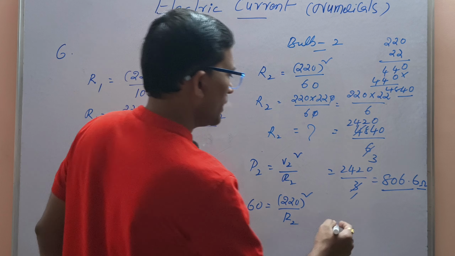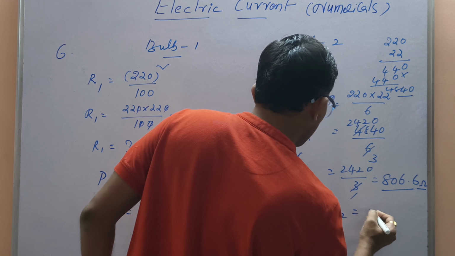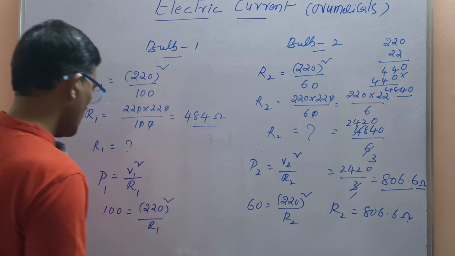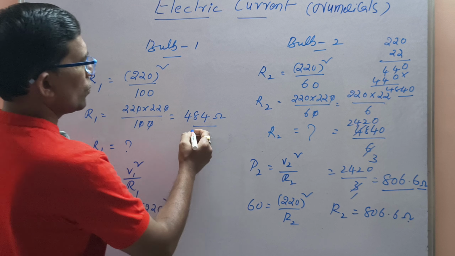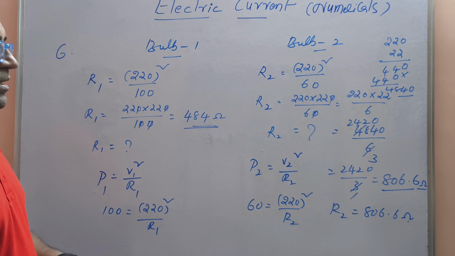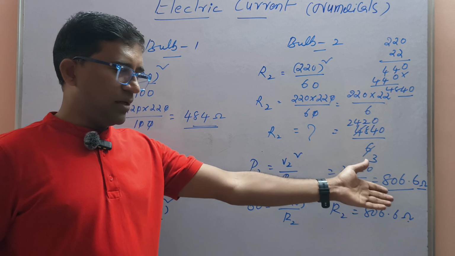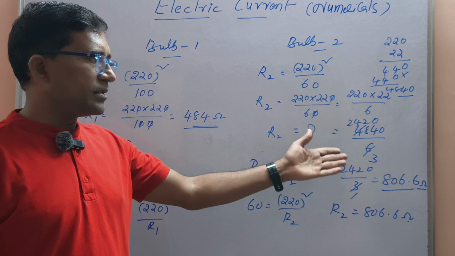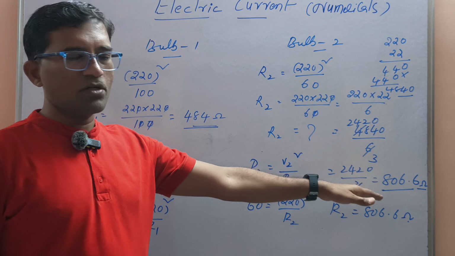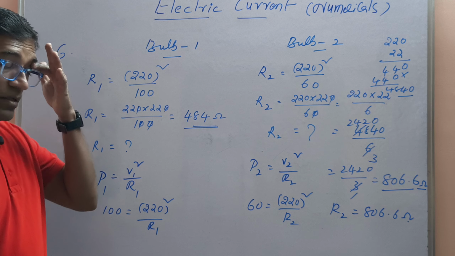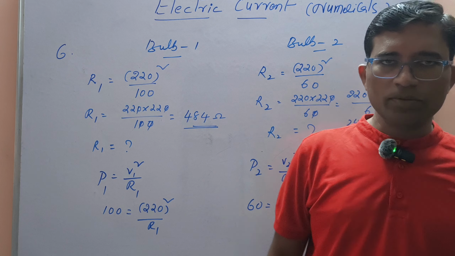Now this is the resistance of the second bulb. R2 is equal to 806.6 ohm. And R1 is how much you got? 484 ohm. Then you tell me which bulb has more resistance, that is the second bulb. With less power there is more resistance. The bulb with 60 watt power has more resistance compared to the bulb with 100 watt power. Make sure to practice all these problems again.